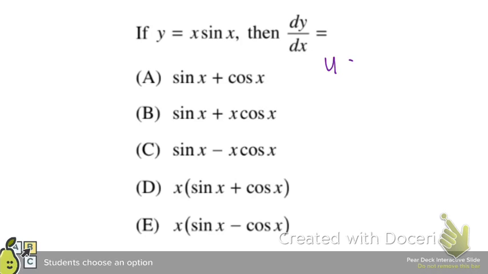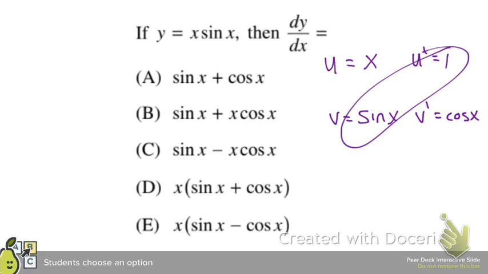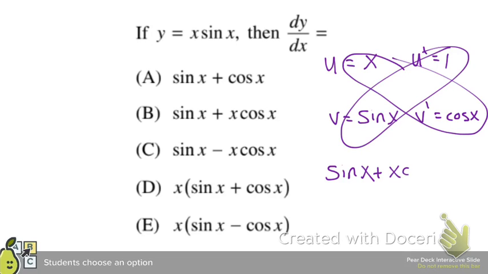If I set up my u and my v, I get that u is equal to x and that v is equal to sine of x. The derivative of u would be 1. The derivative of v would be cosine of x. If I multiply backwards, I get sine of x times 1. That's just sine of x. Plus, if I multiply forwards, I get x times cosine of x. And that is answer choice B, sine of x plus x cosine of x, product rule.